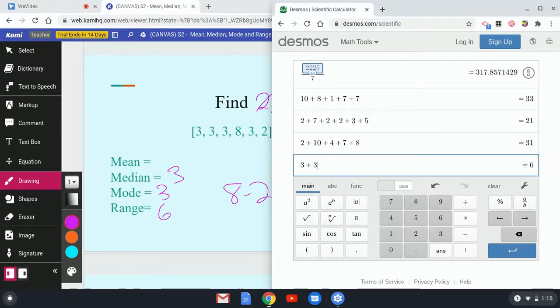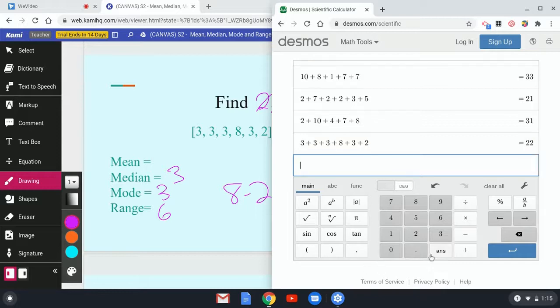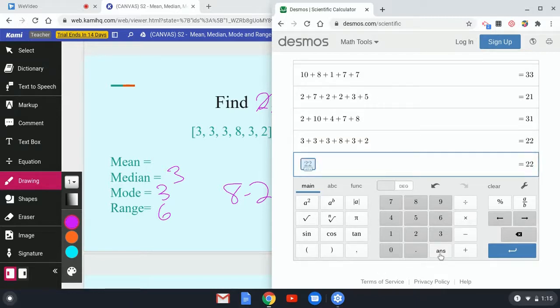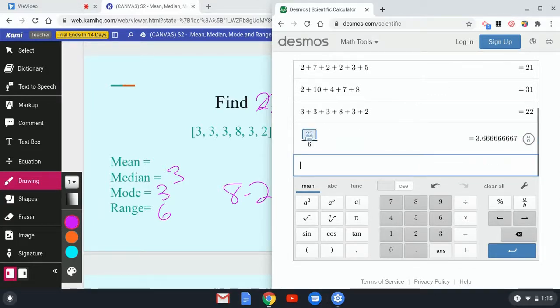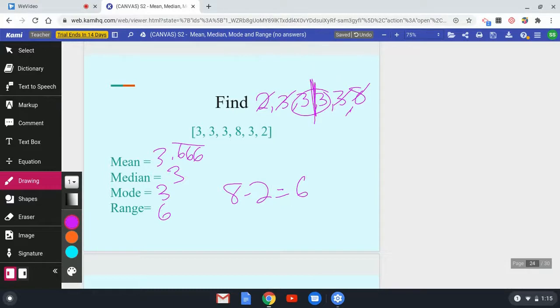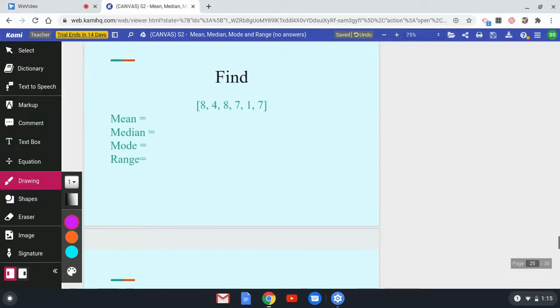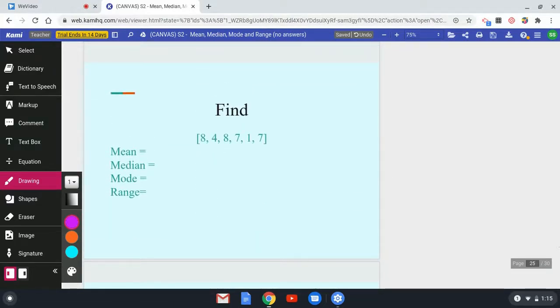3 plus 3 plus 3 plus 8 plus another 3 plus 2. And then I'm going to take my answer and divide it by, how many were in there? 6. So now, see how I have a decimal there? I'm only going to go out 3 places. Now this is one that's going to repeat forever and ever. Awesome. Okay, go ahead and pause this video and try this on your own.